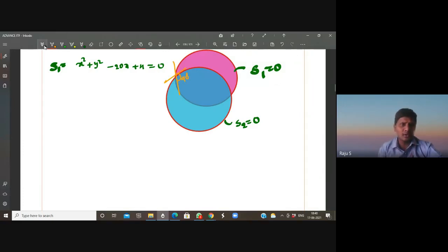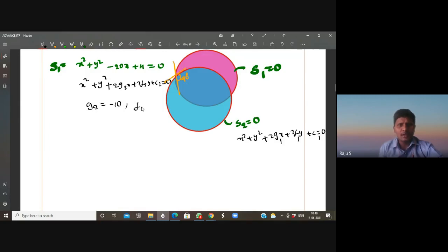Orthogonal means this S2 circle I am taking as x square plus y square plus 2gx plus 2fy plus c is equal to 0. And this I want to compare with, otherwise you can take this as g1, f1, c1, with x square plus y square plus 2g2 x plus 2f2 y plus c2 is equal to 0. What is your g2 value? g2 is equal to minus 10. f2 value is 0. c2 value is 4.